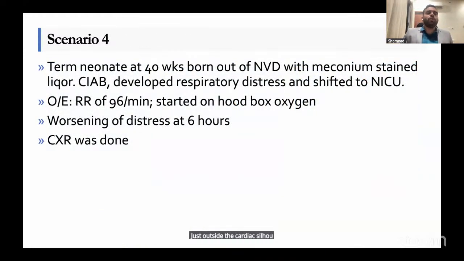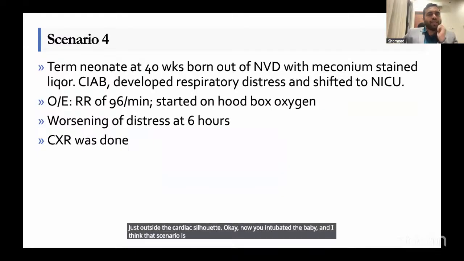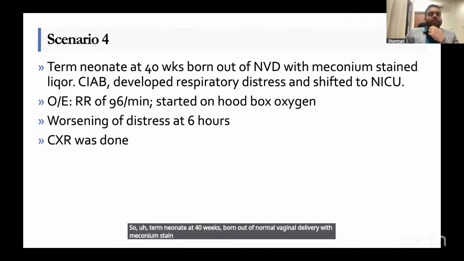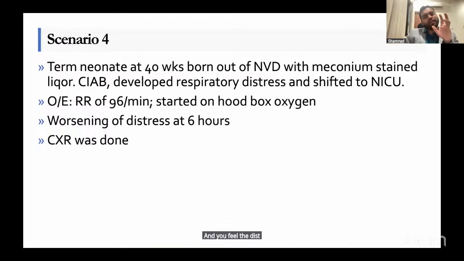Okay, now you intubated the baby, and I think that scenario is done. We'll go on to the next one. A term neonate at 40 weeks, born out of normal vaginal delivery with meconium-stained liquor, cried immediately. The baby developed respiratory distress. You have a term baby with tachypnea with a history of MSL. It's a vigorous MSL baby, and you feel the distress has slightly worsened later, maybe at 4 to 6 hours.